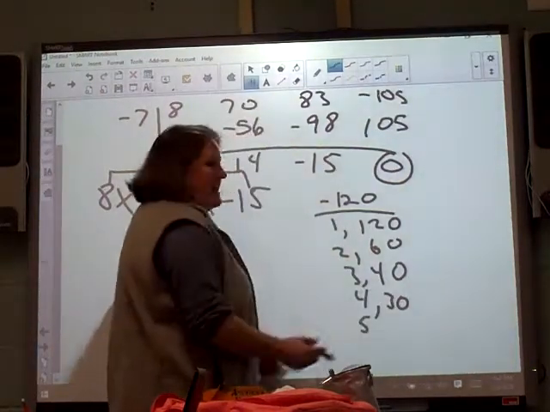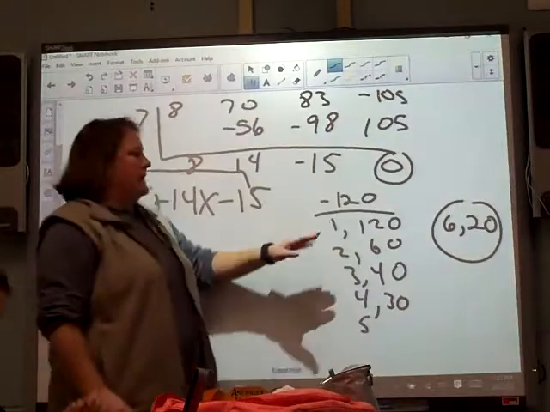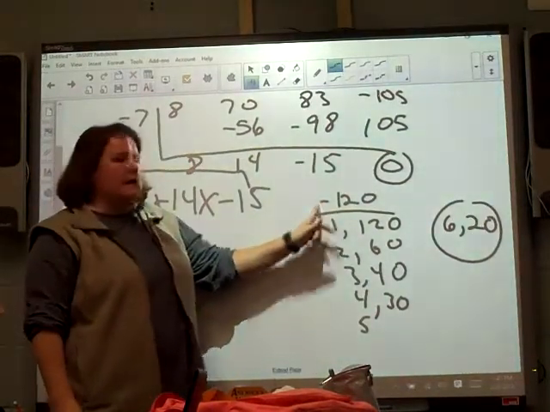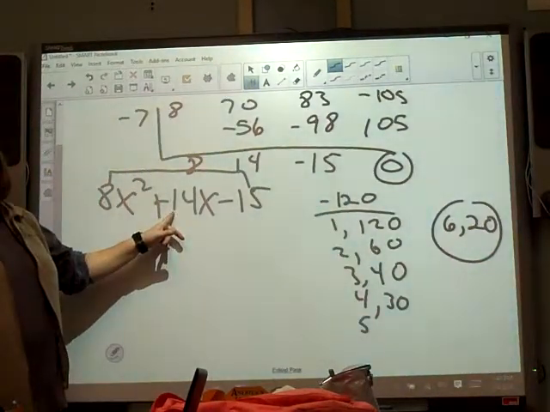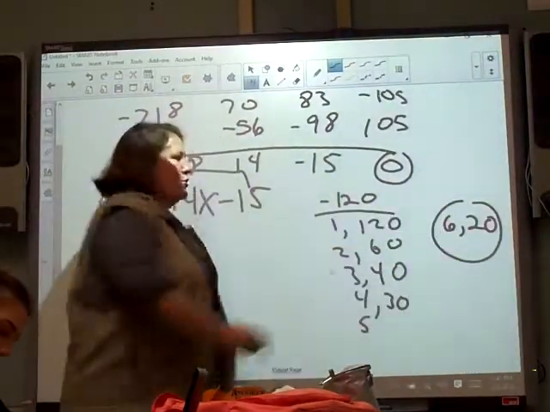Okay, I was on 5. Grace got to 6 and 20, and that is going to be the winning pair. I need one of them to be a negative to get this, and I need the bigger one to be a positive to get a positive 14. So it's going to be -6 and positive 20.